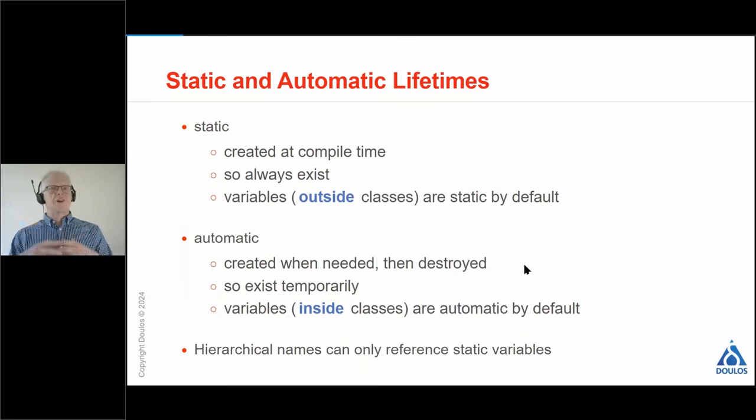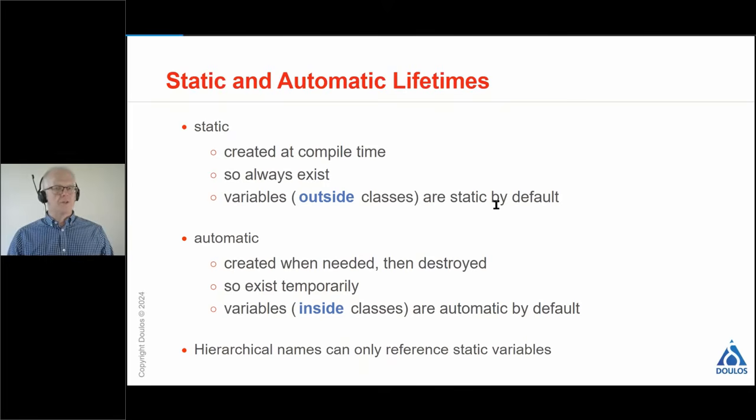But actually, that's just a symptom. That's just a side effect of the fact that a static variable exists all of the time. So all of the other ideas that you might have about what static variables are are probably just symptoms of the fact that static variables always exist. And in SystemVerilog, all variables declared outside classes are static by default. So if you want a variable to be automatic, then you have to declare it.